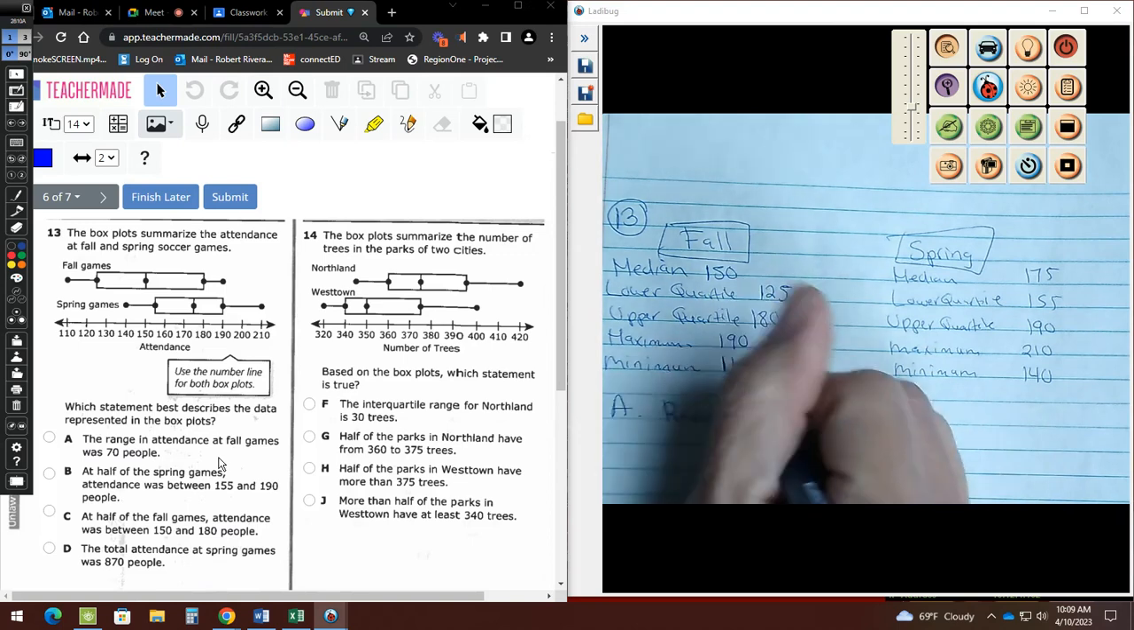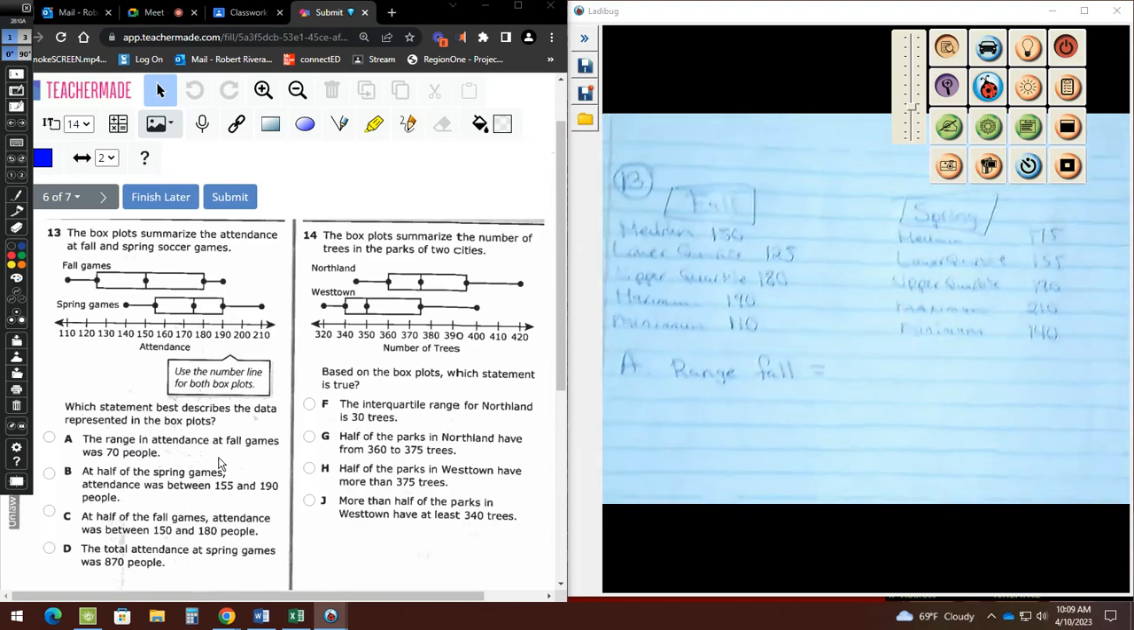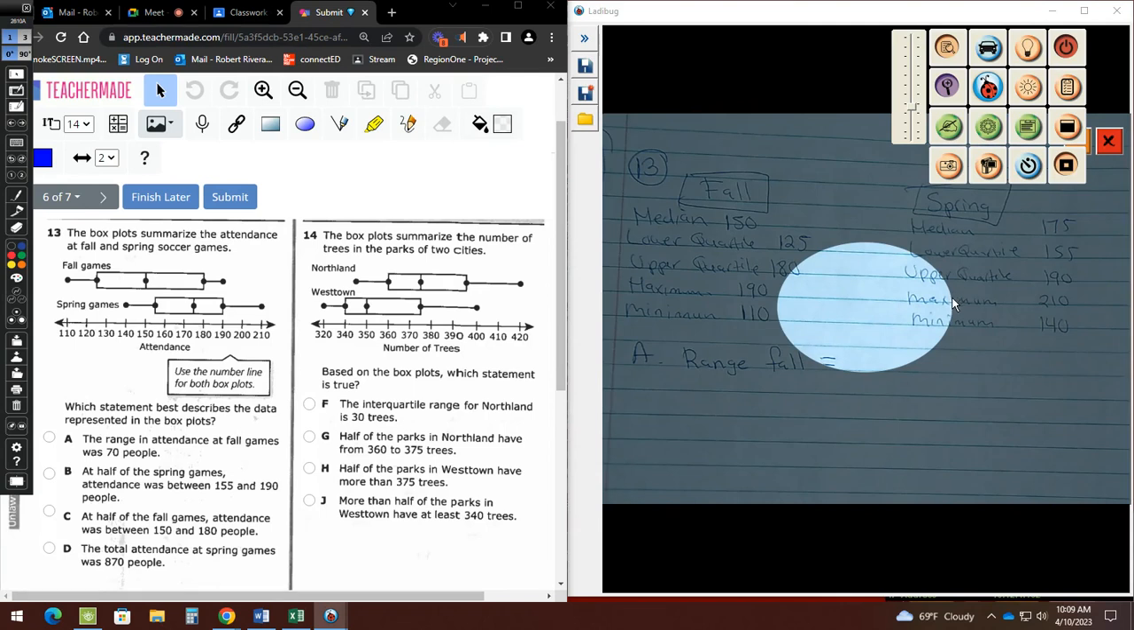And they want it for fall. And this one I have to take more time. So tell me, which ones do I need? If I want the range for fall, a ver si se acuerdan. Vamos a ver si se acuerdan. Which ones do I need?